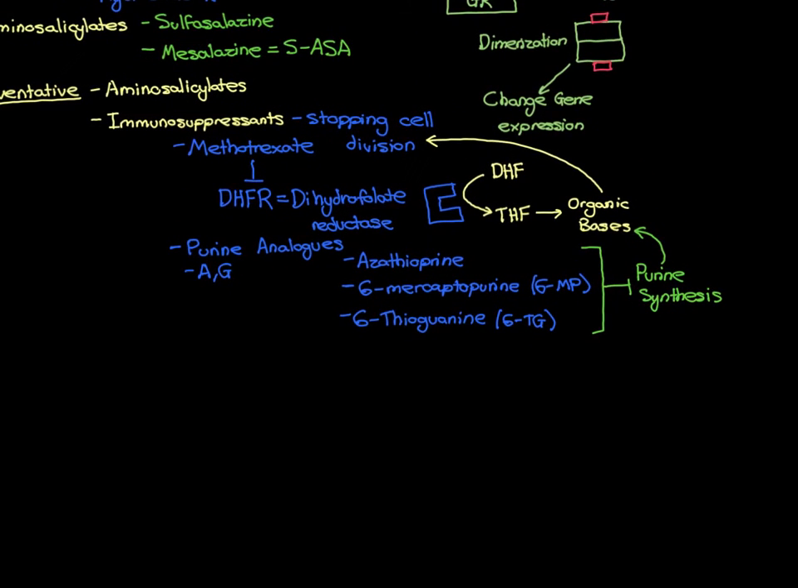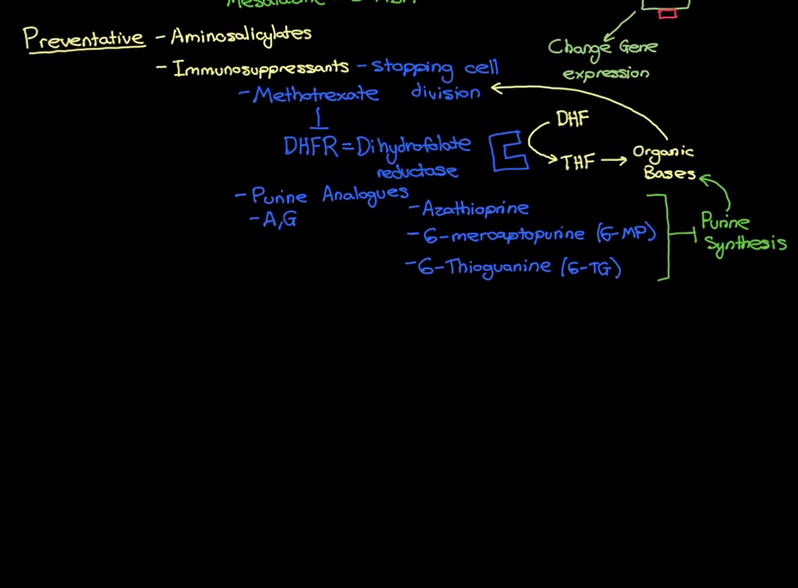Okay, so those are the different immunosuppressants that can be used as preventative treatments for inflammatory bowel disease. We have methotrexate, which is a dihydrofolate reductase inhibitor, and then we have these 3 examples of purine analogues, azathioprine, which is a prodrug for 6-mercaptopurine, and then 6-thioguanine. And these are all going to work overall by stopping the production of enough organic bases within cells, and thereby stopping cell division, and thereby stopping the production of effector helper T cells.